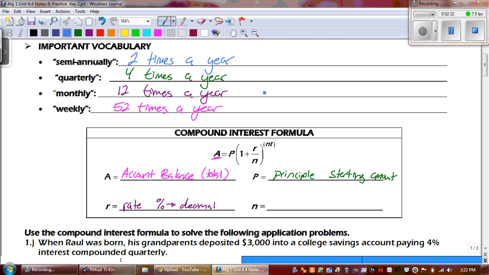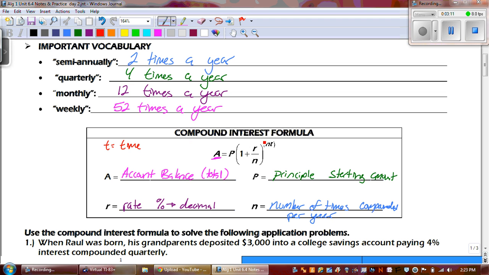Okay, and N is the new variable that we have, and that's the number of times that the interest is compounded per year. And that's always going to be written as one of the words: semi-annually, quarterly, monthly, weekly. And then, of course, the one variable that we forgot, just remember that T is still your time.